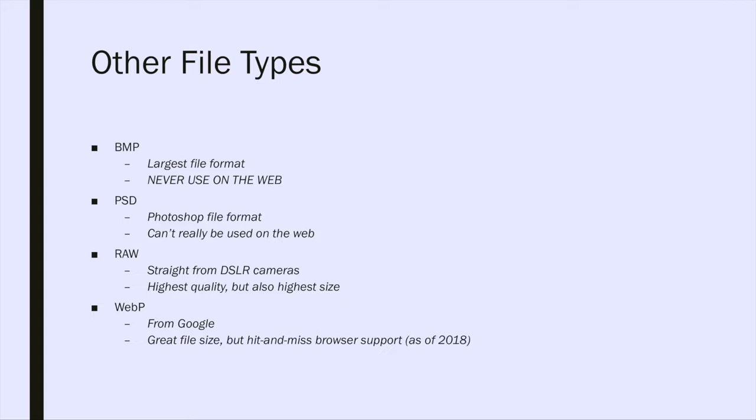So if you had to choose between any of these file types, I would say go with JPEG, GIF, and PNG. That would give you probably 99% of the browser support out there.